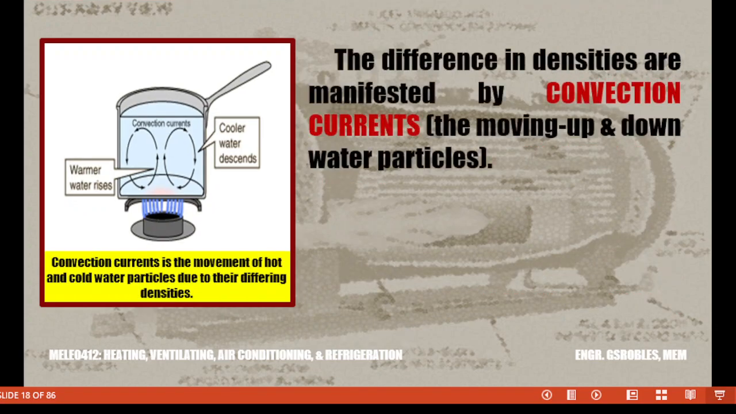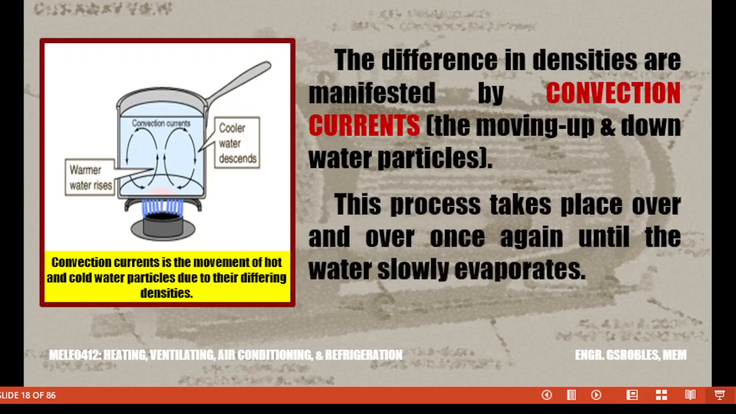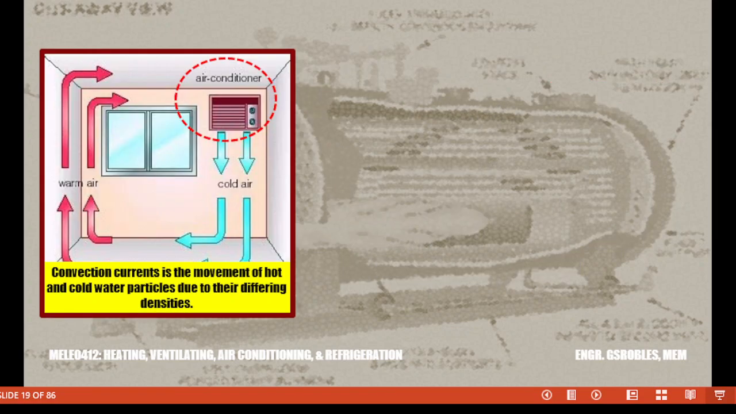So the sinking and then moving up of water particles is what we call or known as convection currents, and this would continue to take place for as long as water is being heated. So another classic example of tinutukoy nating convection currents, this time involving gases, in the case of a room being conditioned by an air conditioner.